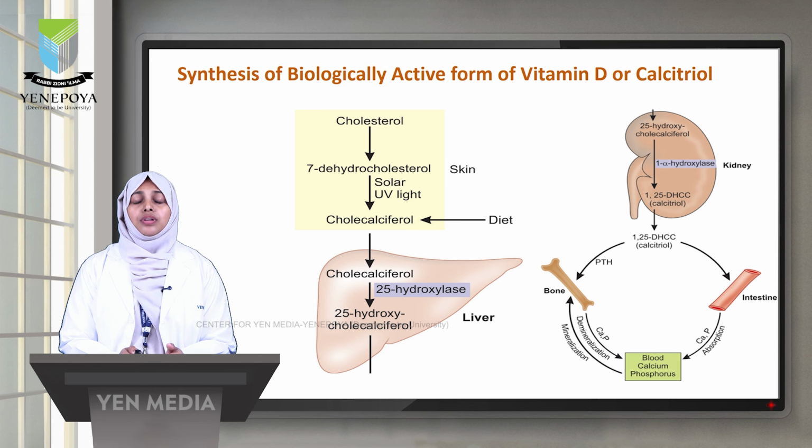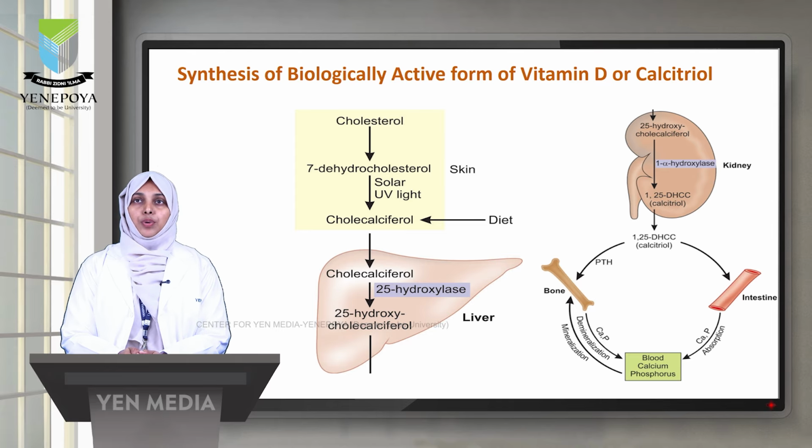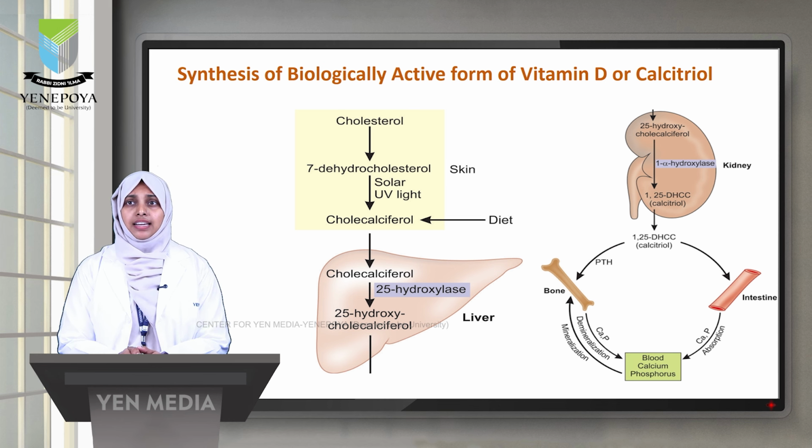Cholecalciferol, through the bloodstream, enters the liver. From there it is converted to 25-hydroxycholecalciferol with the help of the enzyme 25-hydroxylase. From the liver it reaches the kidney and is converted to 1,25-dihydroxycholecalciferol with the help of the enzyme 1-alpha hydroxylase. It is also called calcitriol. Calcitriol is the active form of vitamin D. And calcitriol acts on 3 organs, mainly bone, intestine and kidney.